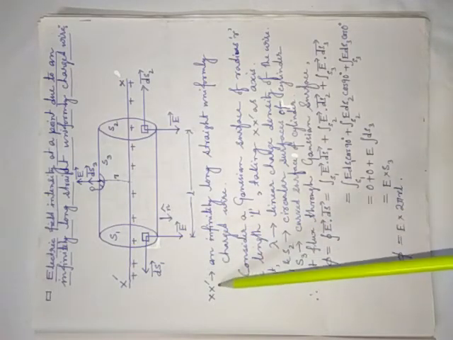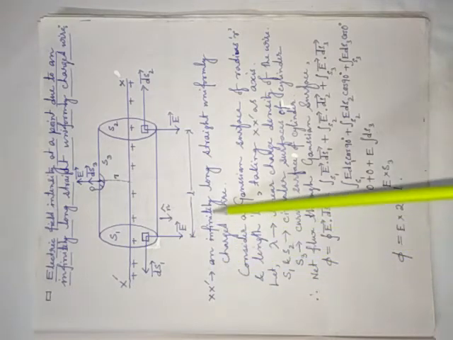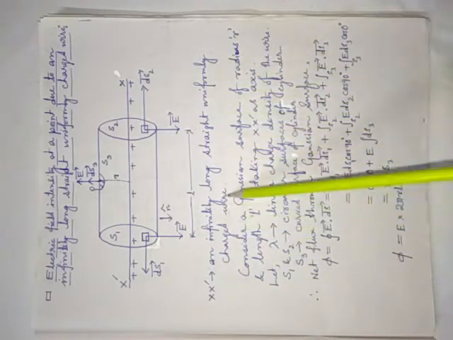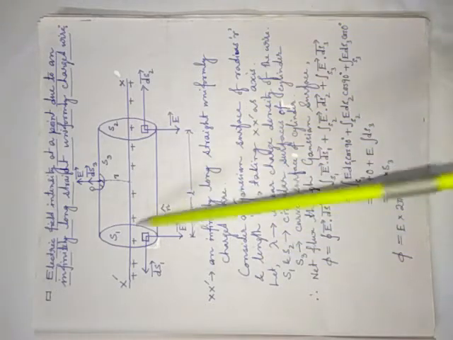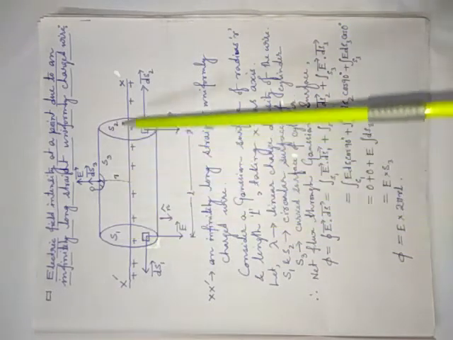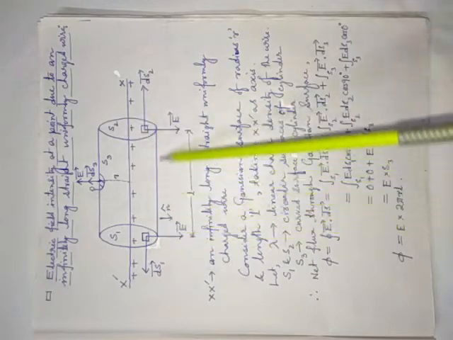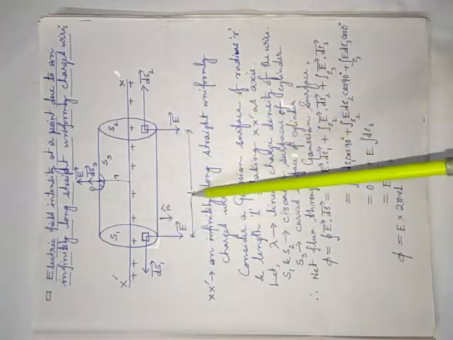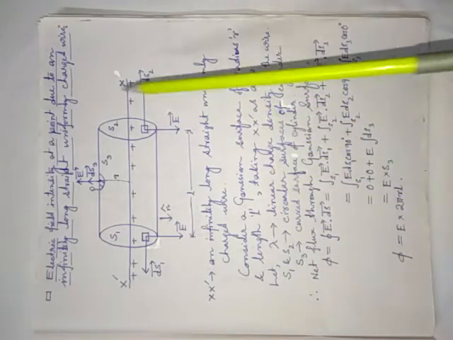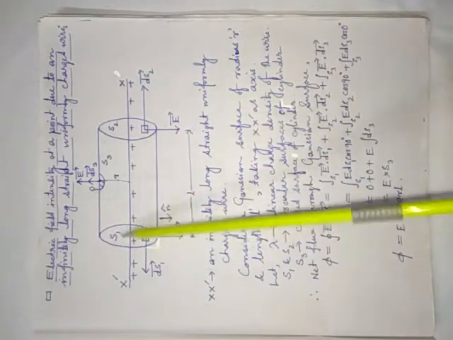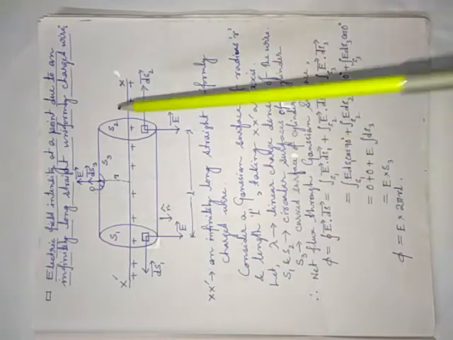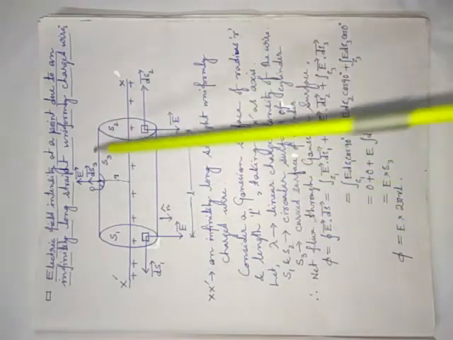Now see this note: X dash, an infinitely long straight uniformly charged wire. Consider a Gaussian surface of radius r and length L. Lambda is the linear charge density of the wire, that means the charge per unit length of the uniformly charged wire is lambda. S1 and S2 are circular surfaces of the cylinder, and S3 is the curved surface of the cylinder.